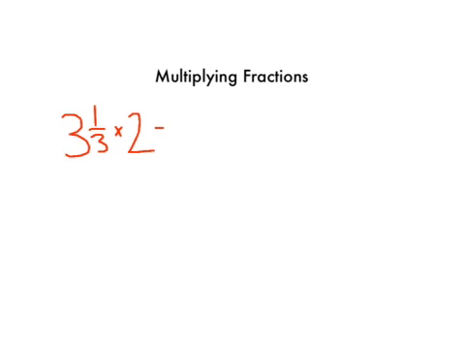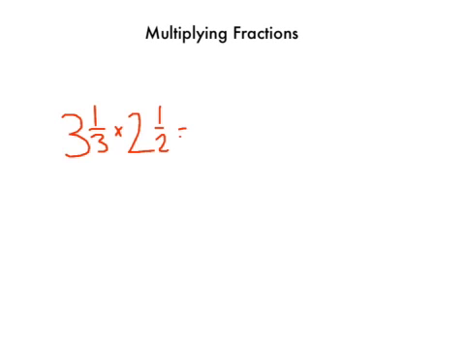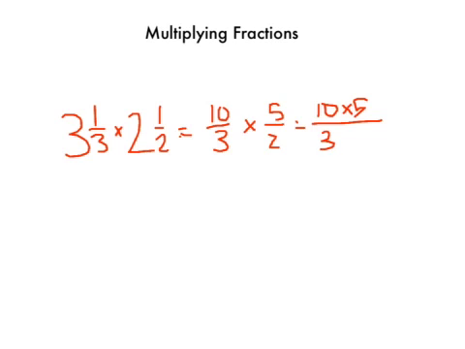So let's say we've got 3 1/3 times 2 1/2. Okay. So same thing, we're going to change 3 1/3 into an improper fraction, which would be 10/3, and 2 1/2 into an improper fraction, which would be 5/2. Then we multiply 10 times 5 and 3 times 2. 10 times 5 is 50. 3 times 2 is 6.